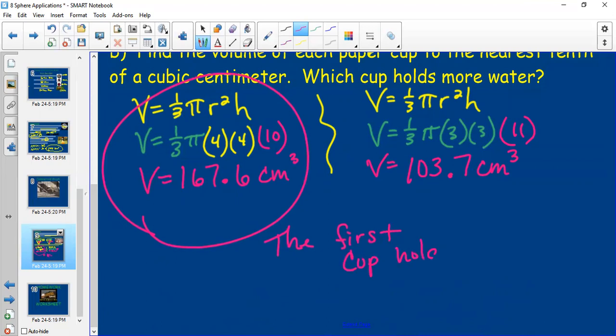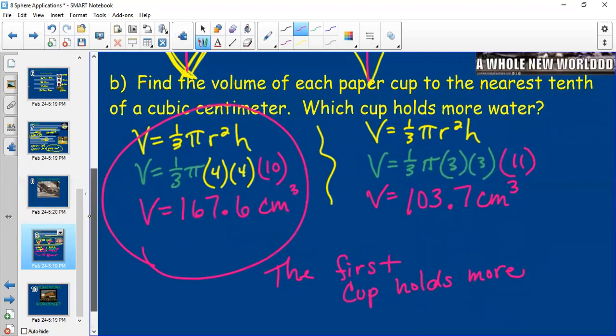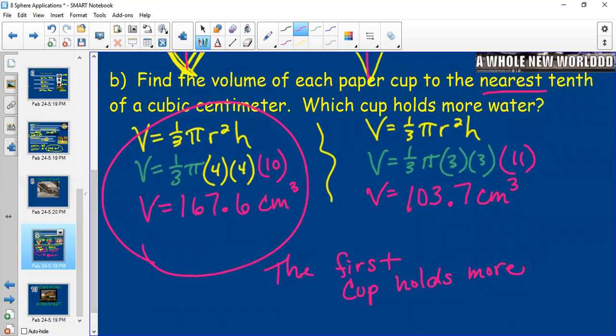And that is it, because it doesn't ask how much more. It just says to find the volume to the nearest tenth, which we've already done. And it asks which cup holds more, which we've already done. So that's it for that problem, and that's also it for our notes.